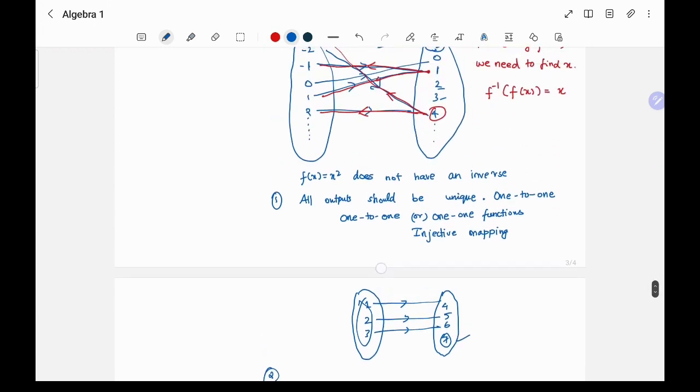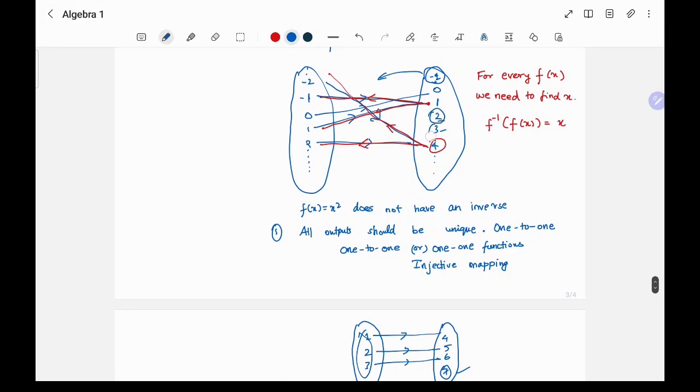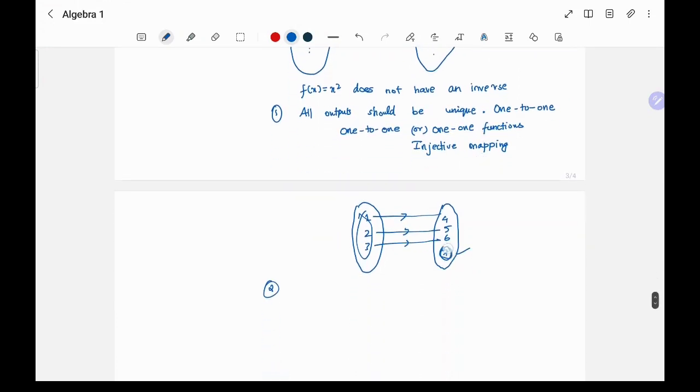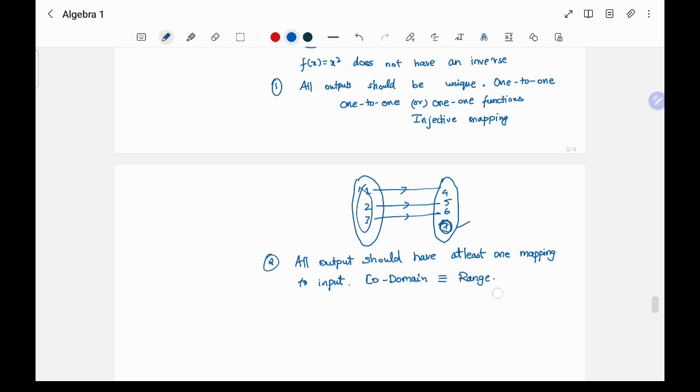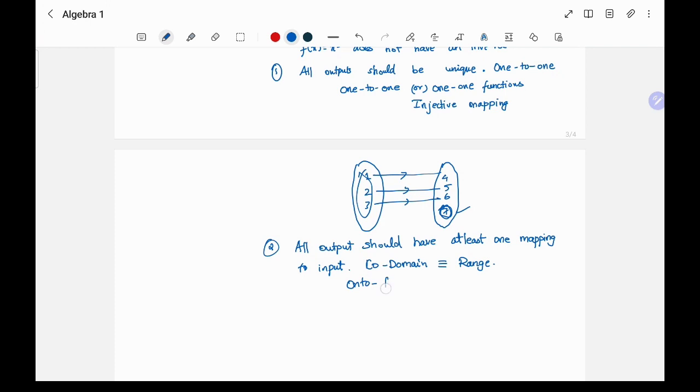Okay, the second condition we saw, right? There should not be any elements left. This constraint is imposed by the second condition. So all outputs should have at least one mapping to an input. In other words, the codomain is equivalent to the range, correct? These types of functions are called onto functions, or surjective.